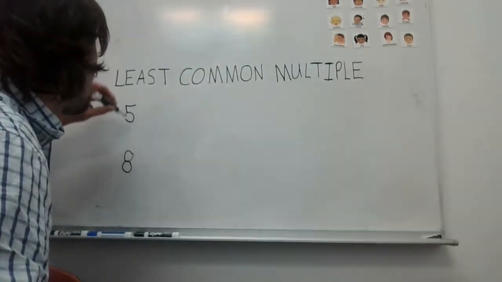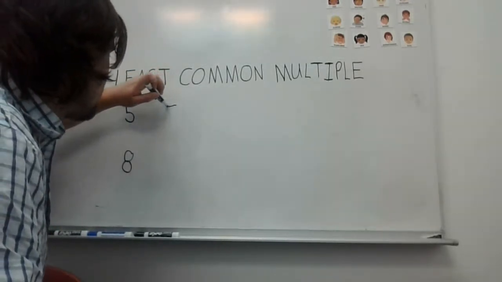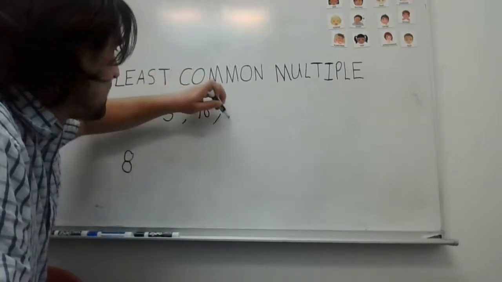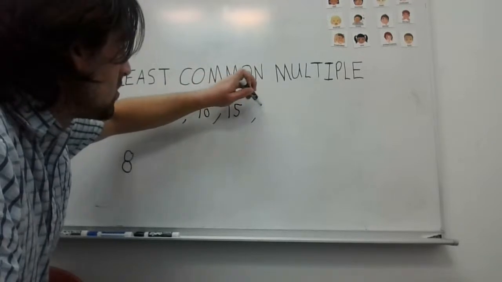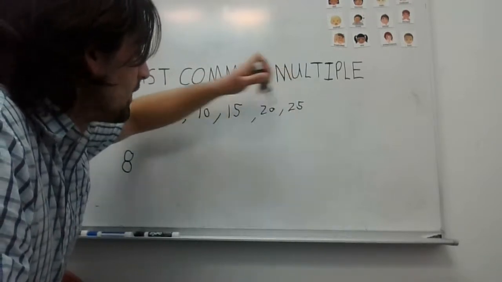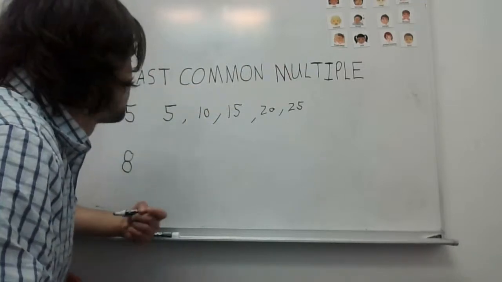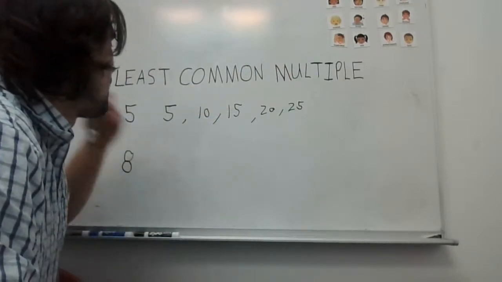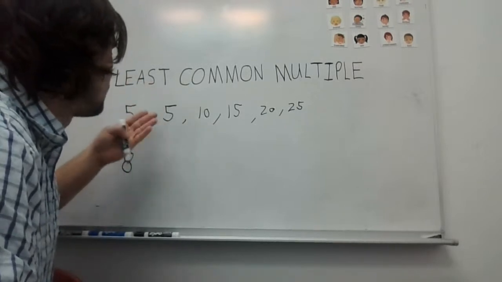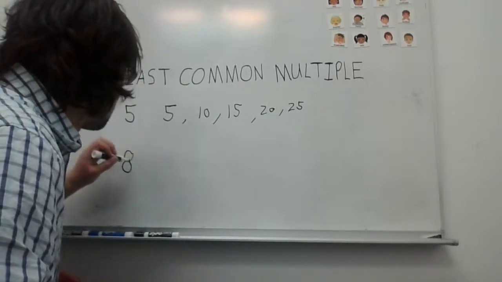So I'm going to start with 5s now. So multiples of 5. So I'm going to start 5, 10, 15, 20, 25. So first 5 multiples for the number 5 are now written down in the books.